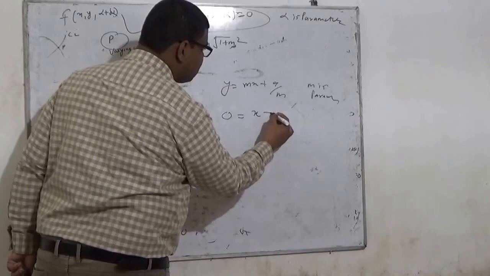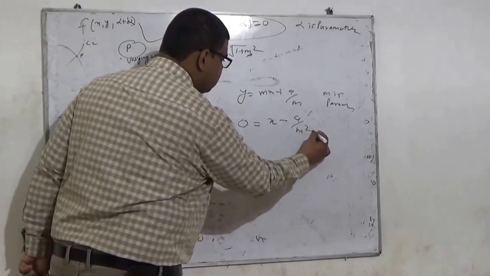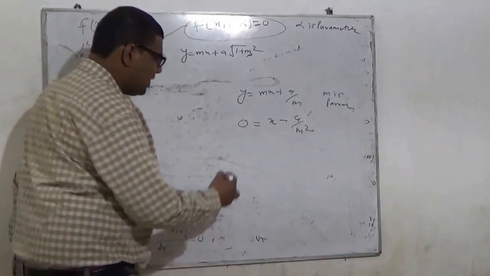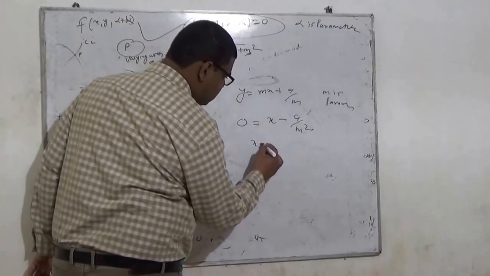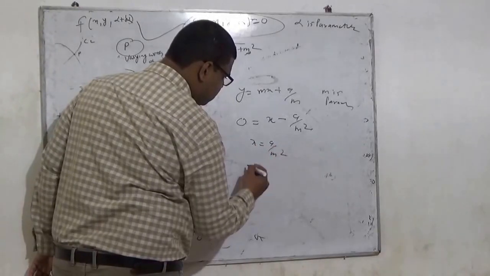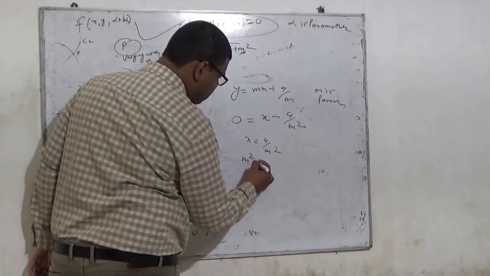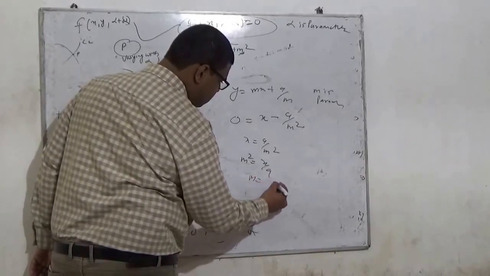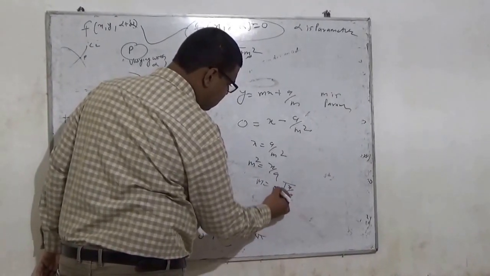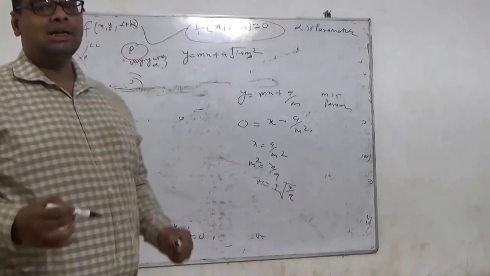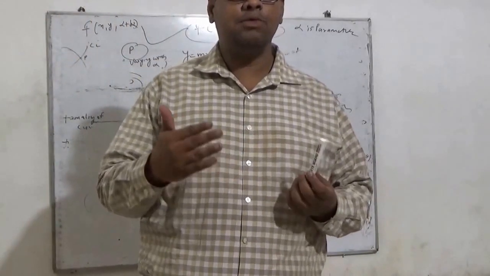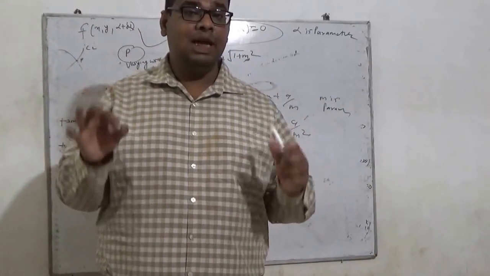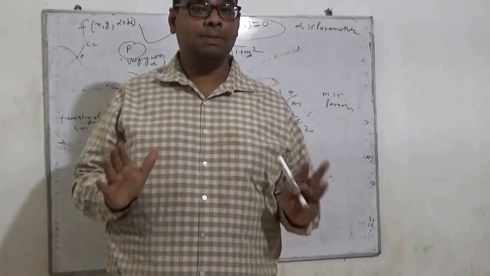So it will have x, and this will have 0, equal to x minus a upon m square. I can solve this equation, then I will get x is equal to a upon m square. So I will get m square is equal to x upon a, or I can say that m is equal to plus minus square root of x upon a. So I get the value of m in terms of x. This is the first step. What is the first step? We have to differentiate with respect to the parameter.